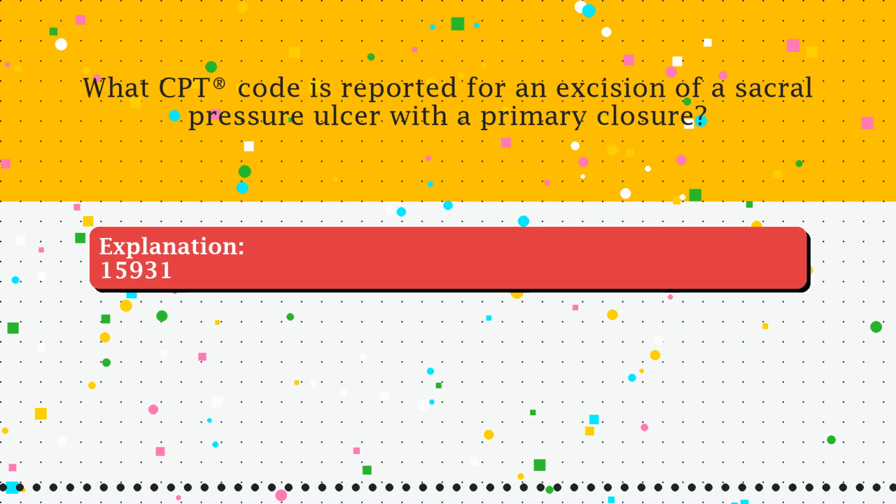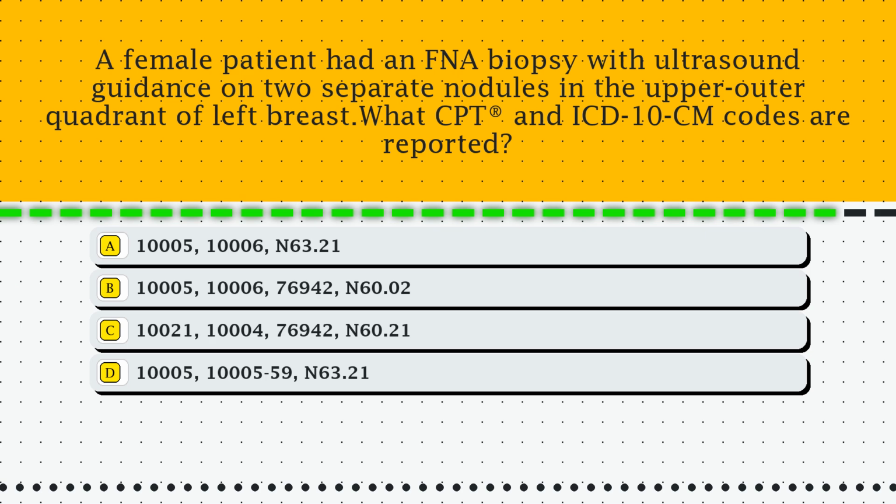Question 34. A female patient had an FNA biopsy with ultrasound guidance on two separate nodules in the upper outer quadrant of the left breast. What CPT and ICD-10-CM codes are reported? Option A, 10005, 10006, and 63.21. Option B, 10005, 10006, 76942, and 60.02. Option C, 10021, 10004, 76942, and 60.21. Option D, 10005, 10005-59, and 63.21.